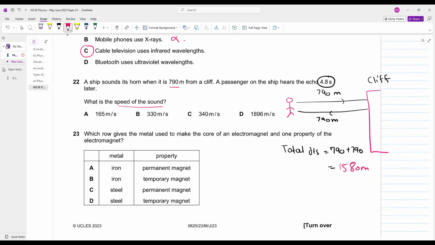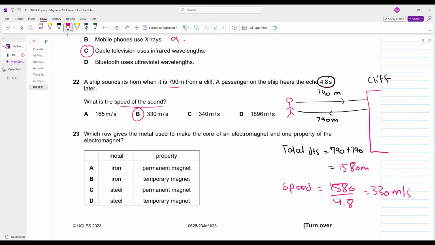What is your total time? 4.8 seconds. Can you calculate the speed? Speed is equal to distance over time. The speed comes out to be 330 meters per second. B is your answer.